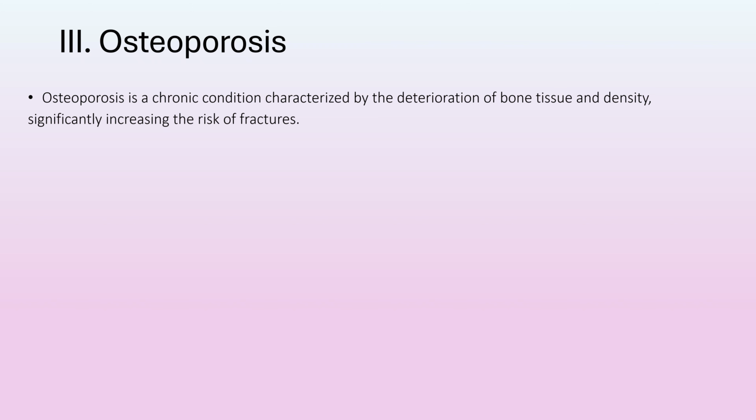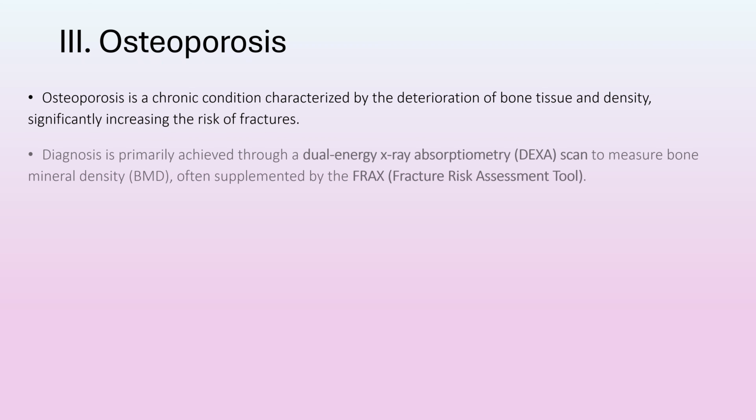Osteoporosis is a chronic condition characterized by deterioration of bone tissue and density, significantly increasing the risk of fracture. So, a chronic condition that results in deterioration of bone tissue density and a high risk for fracture, typically in a Caucasian small-framed woman with low body weight. The risk factors are defined as primary and secondary.